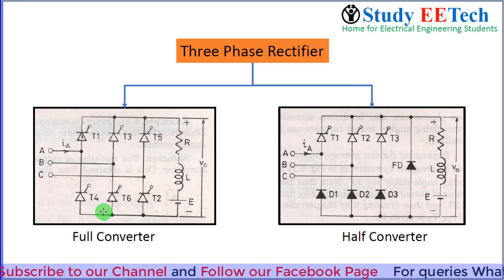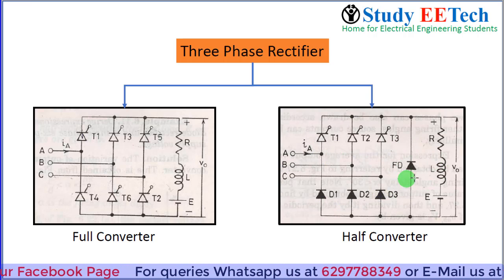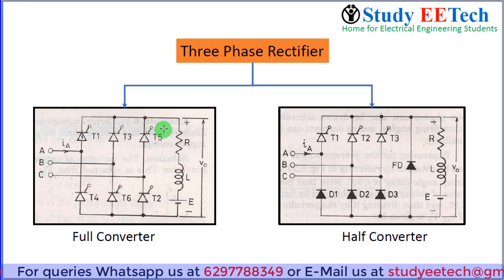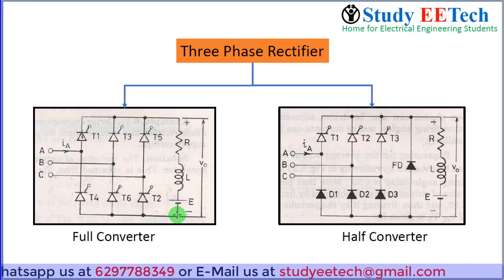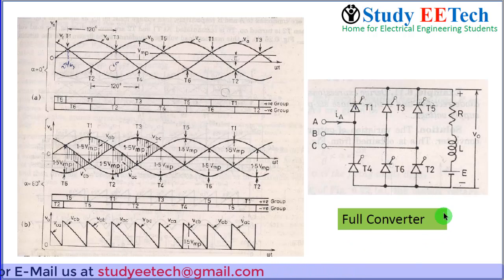There are 6 thyristors in one, and 3 thyristors and 3 diodes in the other. Also one freewheeling diode is connected. The load is taken to be continuous and ripple free, and we are considering here an RLE load. First we will take the full converter, then we will take the half converter.